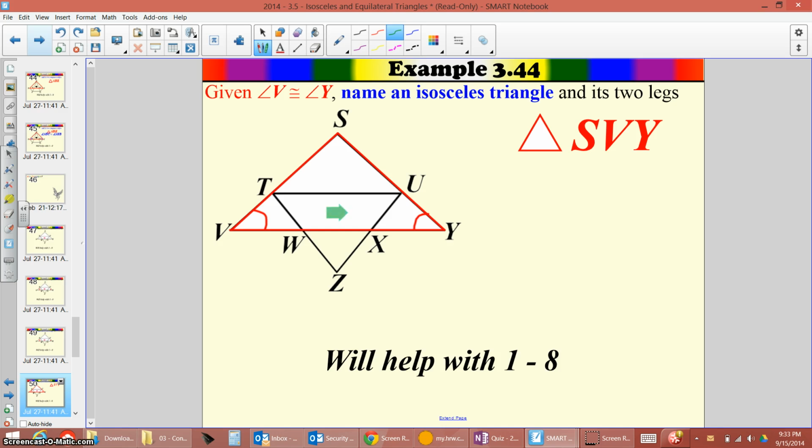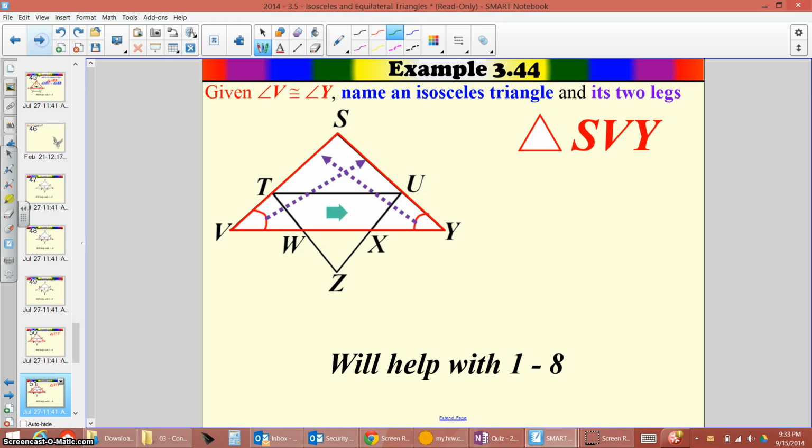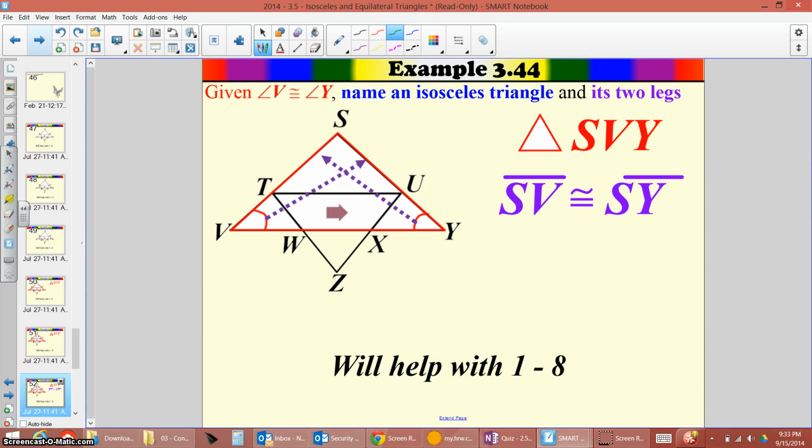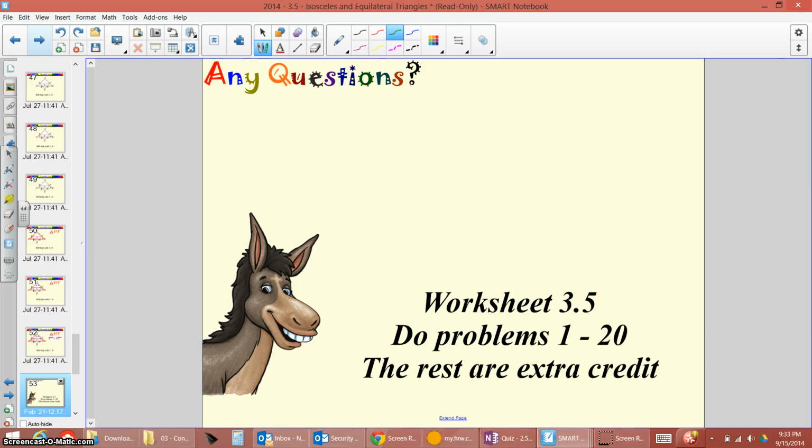Its two legs are going to be SV and SY. So I look at the two sides opposite the angles, and I get SV and SY. And that's how we use isosceles triangles in proofs.